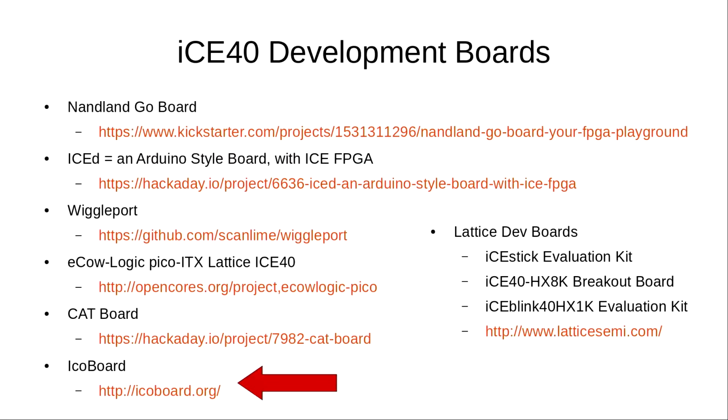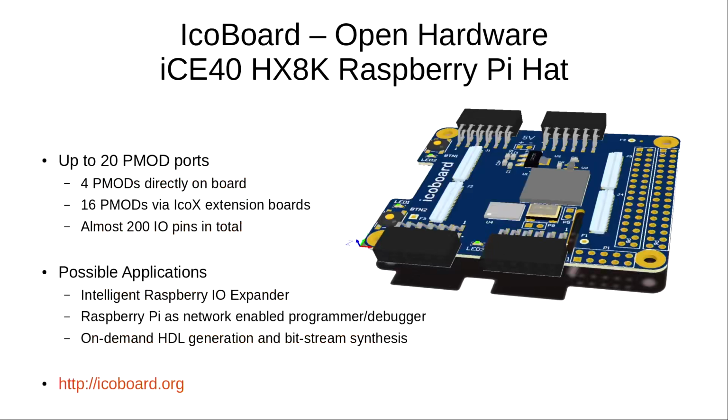In the lower left corner, you see the iCO board, and the iCO board is actually a project I'm involved with. So I'm going to use that for the demo. This is the iCO board. It's a Raspberry Pi hat featuring the 8K FPGA, and it supports up to 20 PMOD ports when you use iCO-X extension ports that are connected to these FlatFlex connectors. So in total, you have almost 200 I/O pins on a Raspberry Pi with that.